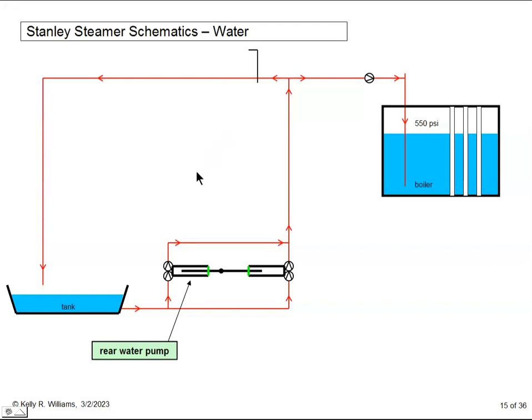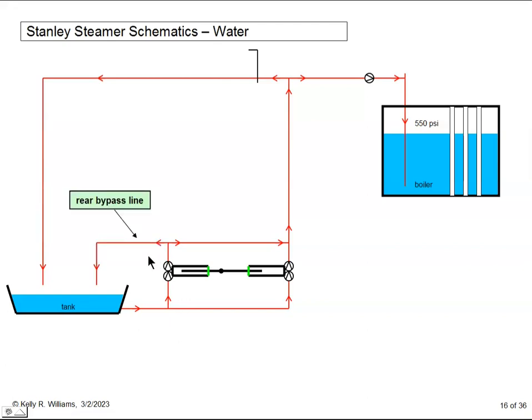So we add an independent bypass line just for the rear pump. As usual, we need to close off this bypass line when we want to force the rear pump's water into the boiler. So we add the rear bypass valve.